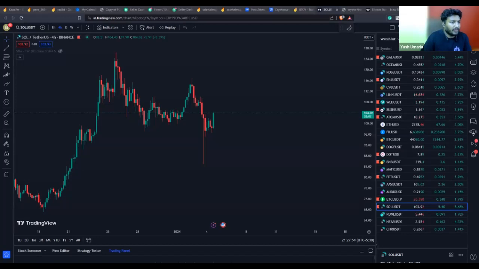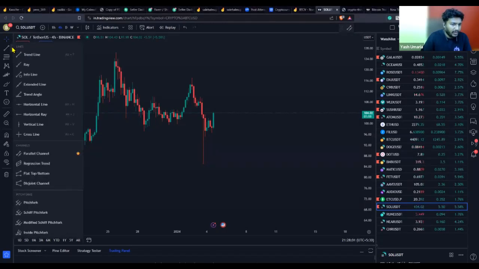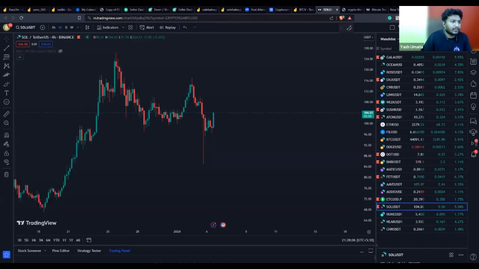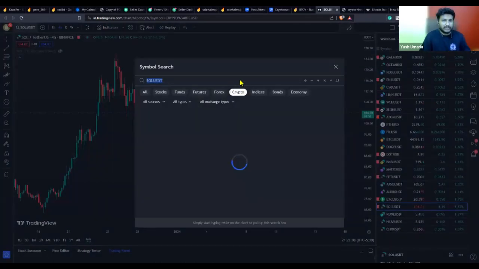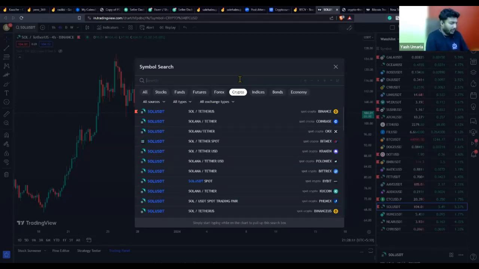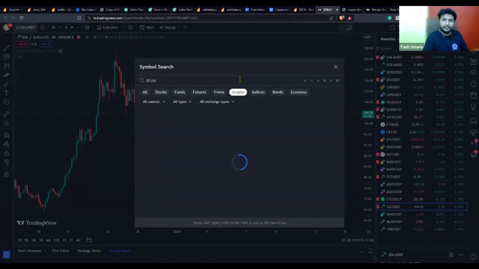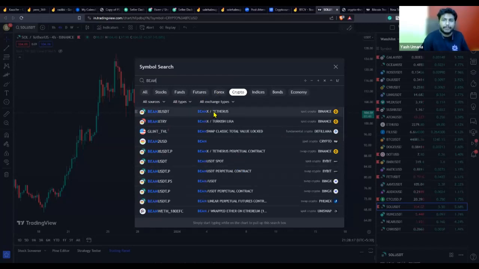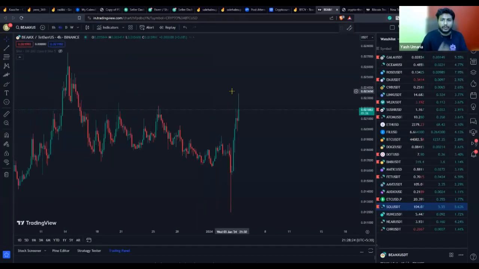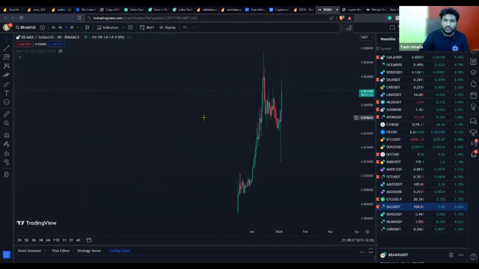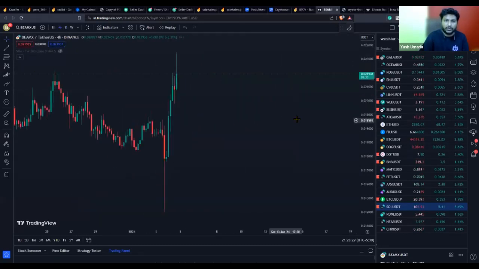Okay. What about Beam? What about Beam? Beam, you mean to say Beam coin? Beam coin. Okay, Beam coin. Let's see. I don't know. I mean, I don't know the fundamental of it. BeamX. This one. Okay, BeamX. What about the Beam coin? Let's see. That's a very new coin on Binance. That's a very new coin.